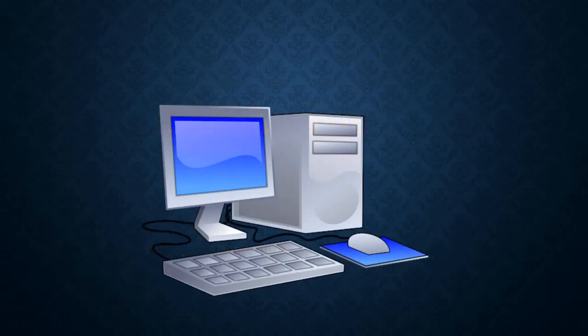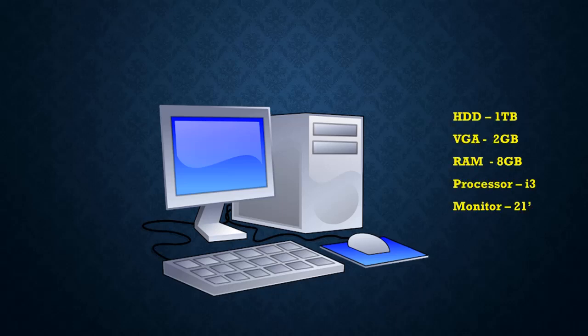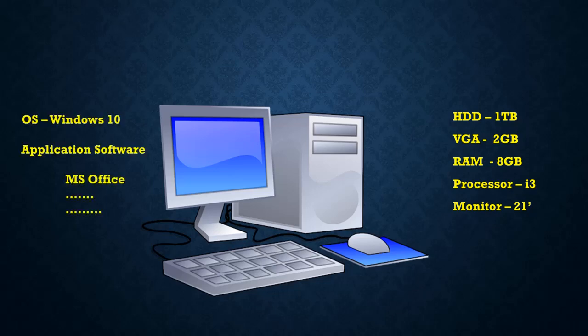Now, this is my computer. You have a computer, I have a computer. And here you have a 1 TB hard disk or more than that, and 2 GB or more of VGA obviously, as well as RAM might be 8 GB, 4 GB, 16 GB, and you have an i3 processor, i5 processor, whatever, and monitor, keyboard, nice joystick with mouse, everything. And then after that, there's something called operating system. Might be Windows 10, Windows 8, Ubuntu, Linux, whatever. And then application software, that depends on your requirement. Might be Microsoft Office, Photoshop, whatever.